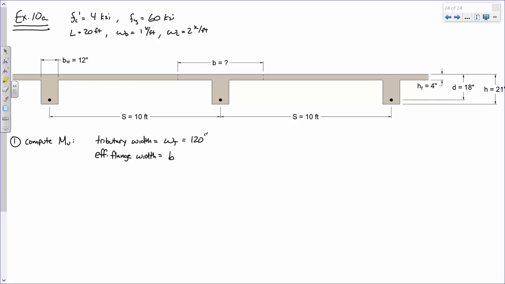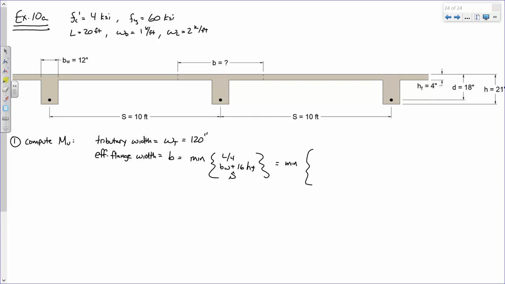So that's this term B, which is computed as the minimum of L over 4, BW plus 16HF, and then the girder spacing. So, how long are these beams? 20 feet. BW plus 16HF, and then the girder spacing.